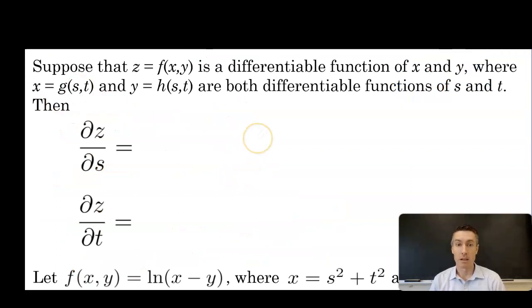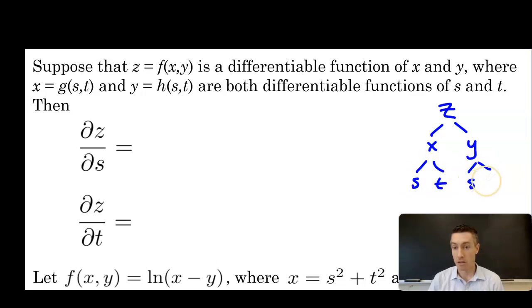Now let's extend it a little bit further. Suppose that z is a function of two variables, x and y, where x is now a function of s and t, and y is a function of s and t, and they're both differentiable. If we start our tree diagram, we have z up at the top, z branches out, it's defined in terms of x and y, and then x branches out in terms of s and t, as does y.